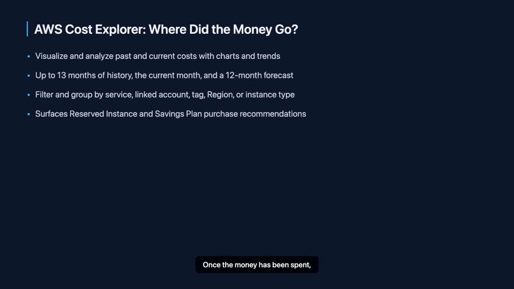Once the money has been spent, the question shifts to where did it go, and that's Cost Explorer. It visualizes your past and current costs as charts and trends, so you can actually see what's driving the bill. It shows up to 13 months of history, the current month, and a forecast up to 18 months ahead. The real power is in the filtering. You can group by service, by linked account, by tag, by region, or by instance type to slice the spend any way you need. On top of that, it surfaces reserved instance and savings plan purchase recommendations based on your historical usage.